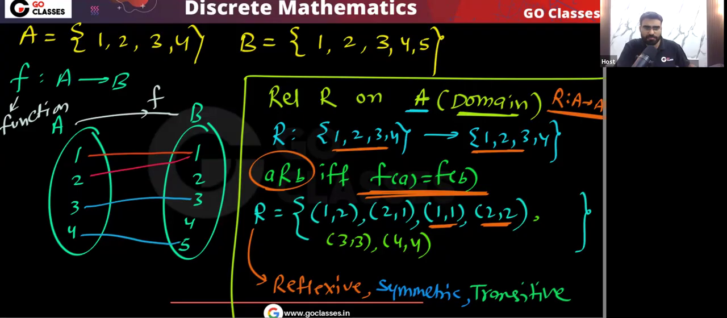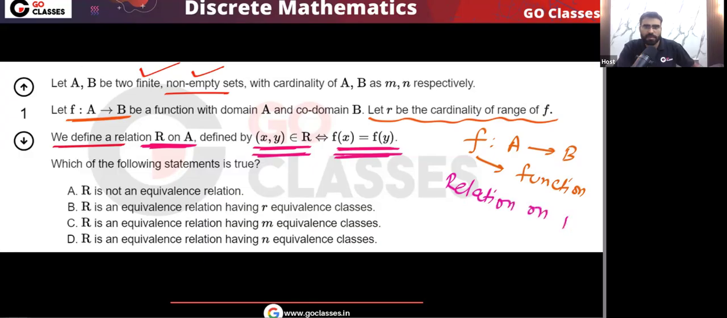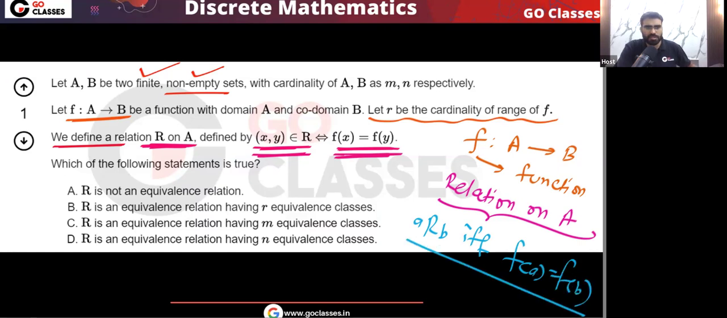Did you understand? Let me know. So first you tell me, did you understand what this given question is saying? In this question, first a function is given to you. After that, you are defining a relation on A. And this relation you are defining like this: A is related to B if and only if their image is the same. So this is the idea. Understood?